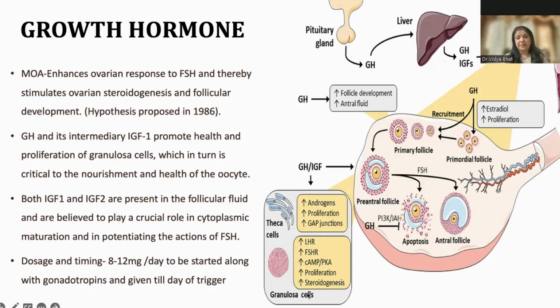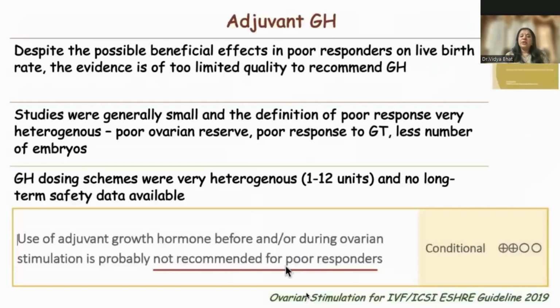So what do you give when you give adjuvant growth hormone? Despite the possible beneficial effects in poor responders on the live birth rate, the evidence is too limited to recommend growth hormone, because it works out expensive for the patient in a cycle.